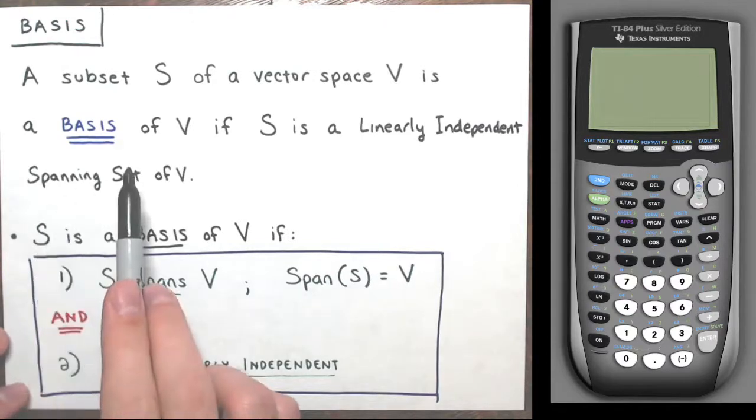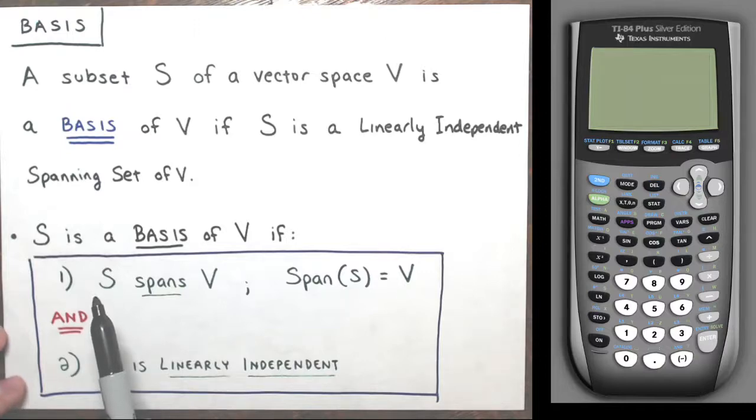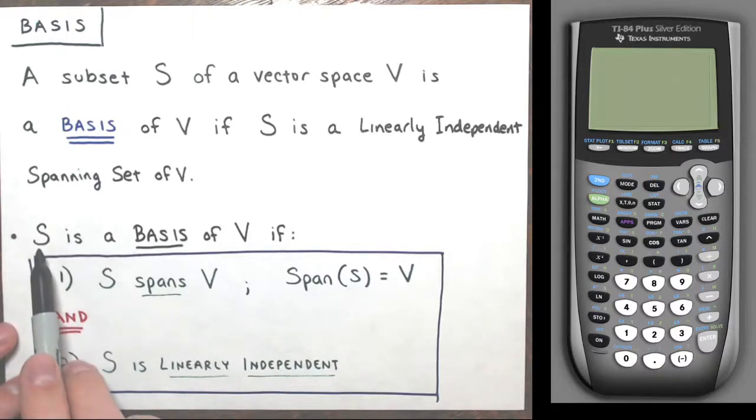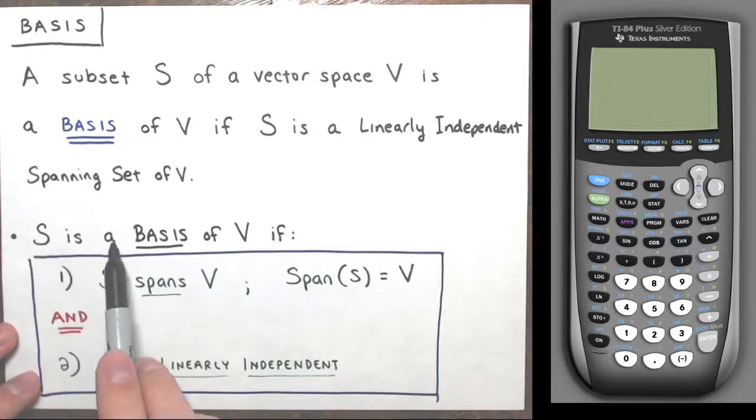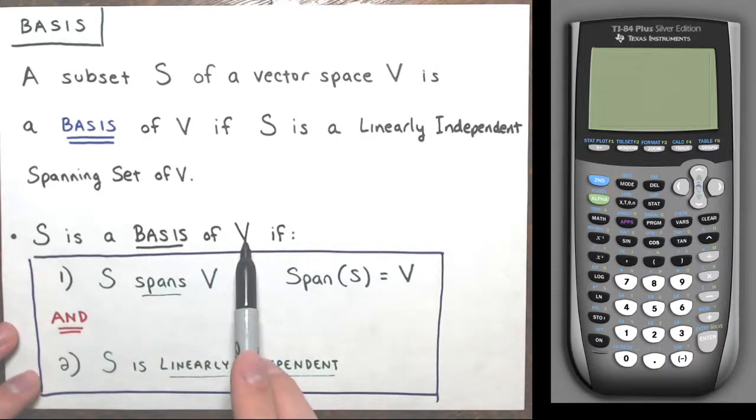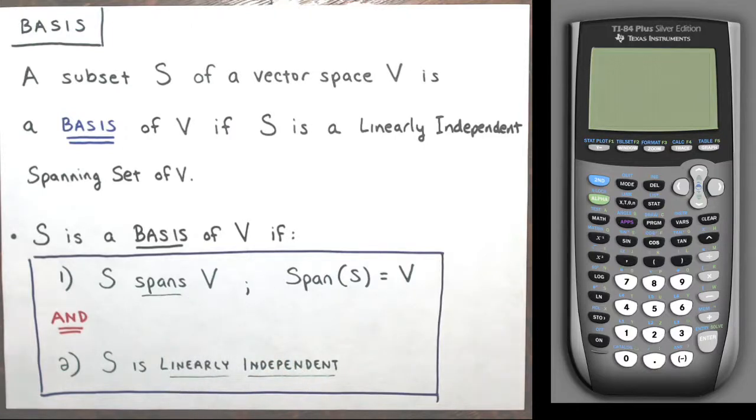Another way to put this definition of what it means to be a basis of a vector space is this. A set of vectors S is a basis of vector space V if the two following things are true. 1. S spans V. In other words, the span of set S is equal to V. That means that every vector in V can be written as a linear combination of vectors in S. That's what the span of S was: the collection of all linear combinations of vectors in S.